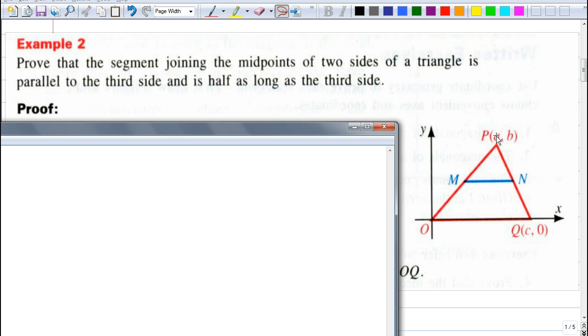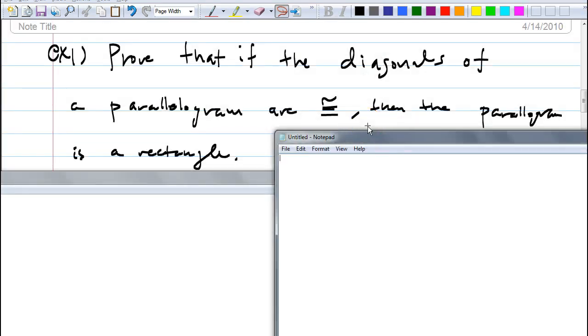So let me give you one. Okay, here we go. This one's kind of interesting. All right, so what I meant is they give you something like this without any sort of diagram. You have to come up with a diagram and, of course, with the order pairs, right, with some variables. So it says prove that if the diagonals of a parallelogram are congruent, then the parallelogram is a rectangle.